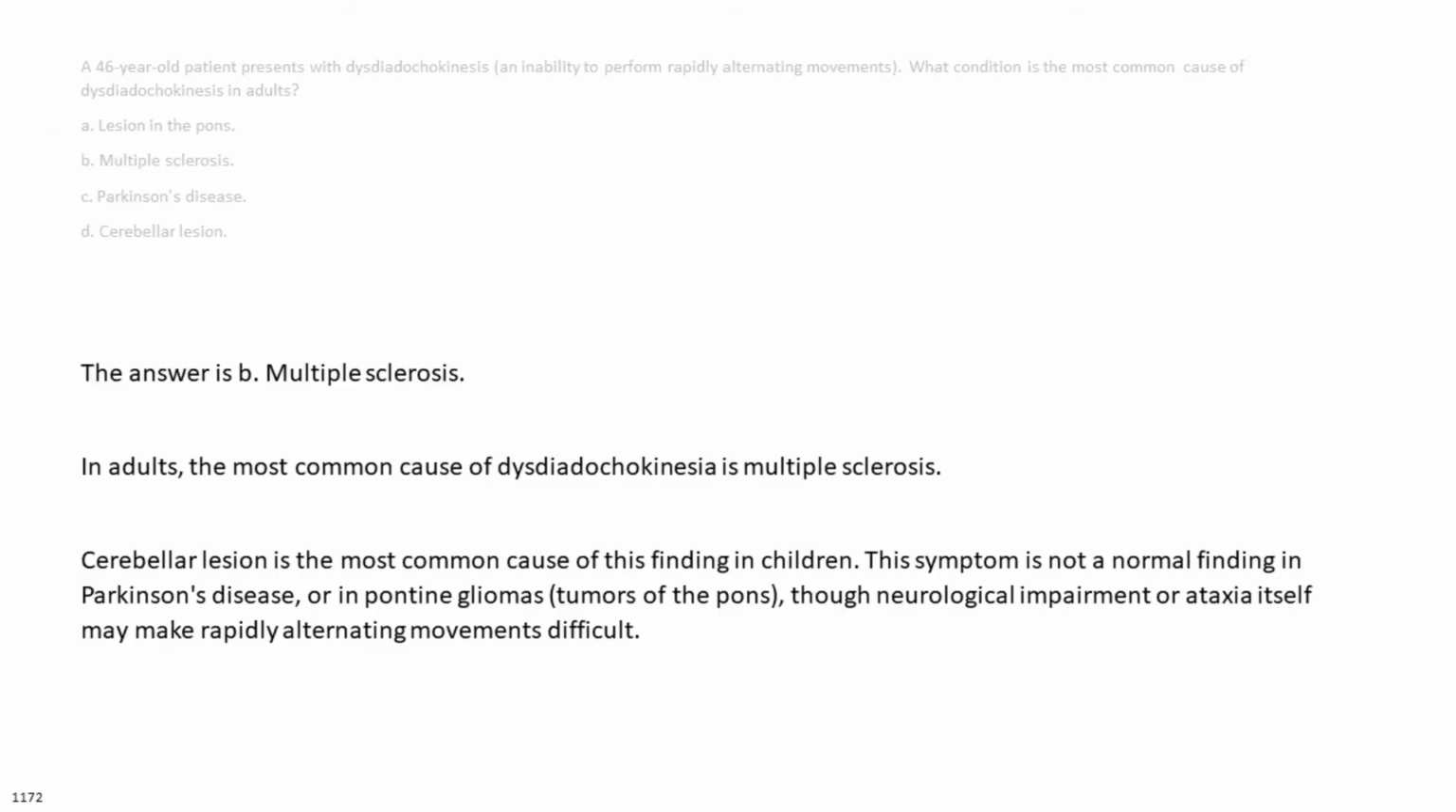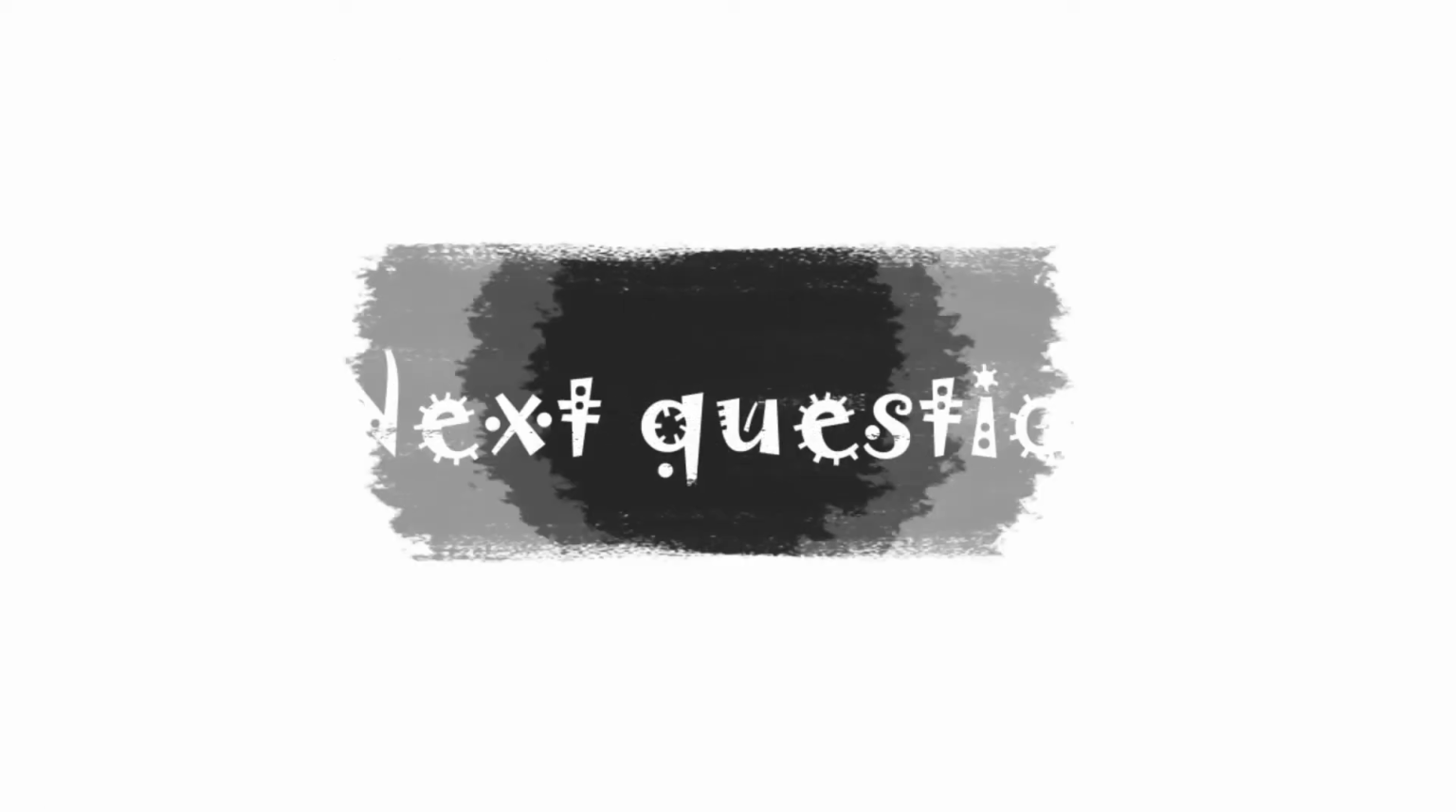The answer is B. Multiple sclerosis. In adults, the most common cause of dysdiadochokinesia is multiple sclerosis. Cerebellar lesion is the most common cause of this finding in children. This symptom is not a normal finding in Parkinson's disease, or in pontine gliomas, tumors of the pons, though neurological impairment or ataxia itself may make rapidly alternating movements difficult.